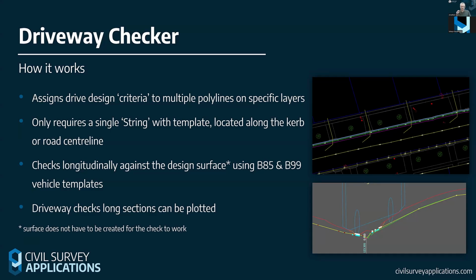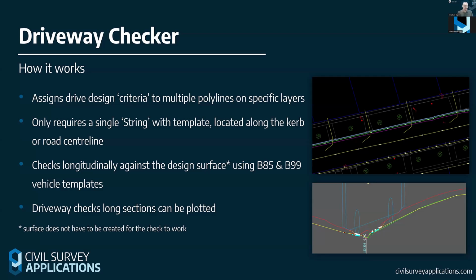Just a quick caveat there, because I put an asterisk. It seems peculiar, but the driveway checking tool does not require a surface from you created in Civil Site Design to enable it to do the check. So what you'll see today is I'm going to have a profile string created. That's the only string in the project with no surface created at all, and this will still work. In the background, it looks at the design string and the triangulation of that design string, and that's what it uses for the checking, which is quite smart. There's also a caveat with that, which I'll cover at the end.